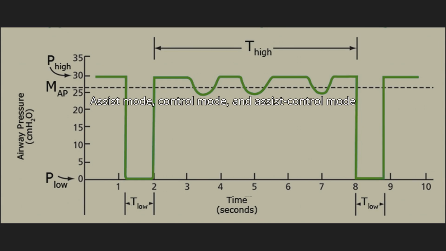Assist mode, control mode, and assist-control mode. A basic distinction in mechanical ventilation is whether each breath is initiated by the patient, assist mode, or by the machine, control mode. Dynamic hybrids of the two, assist-control modes, are also possible, and control mode without assist is now mostly obsolete.